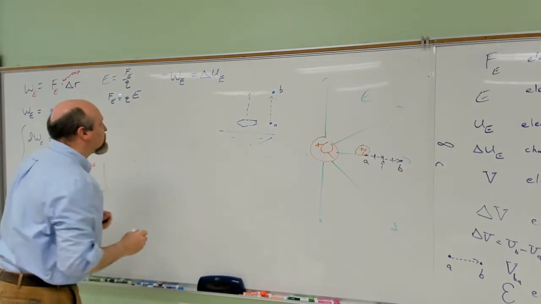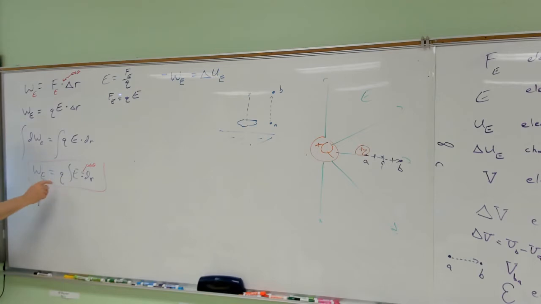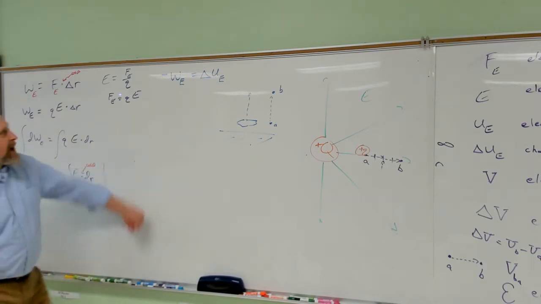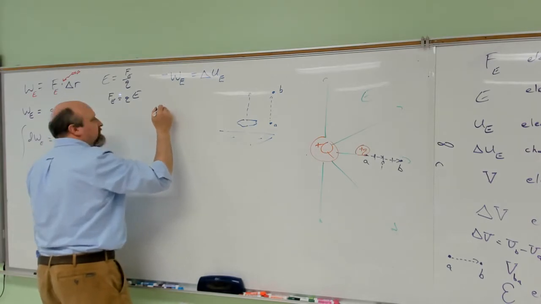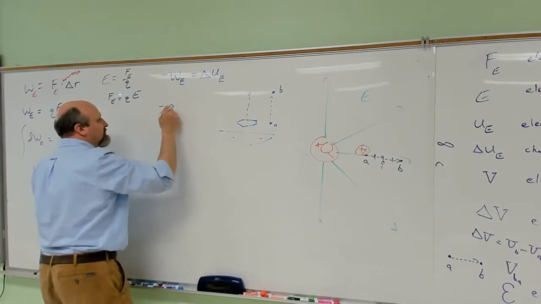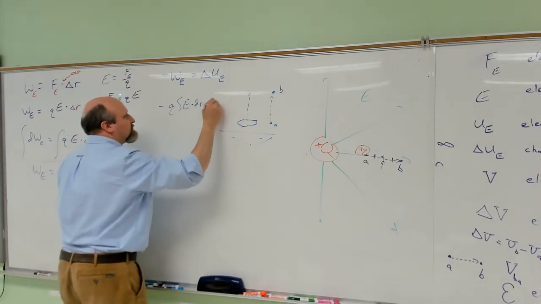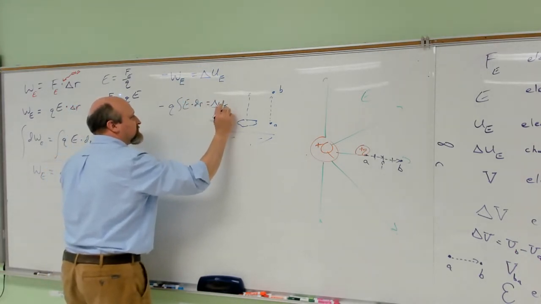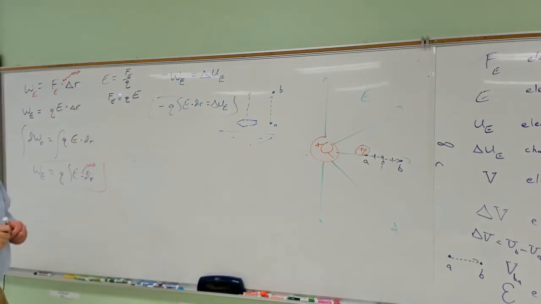right? And for electric potential energy, I have an expression for the work done by the E field. I'll just take this and put it in there, flip the sign. And so if I do that, I'll get negative q integral E dot dr, and that's my change of electric potential energy. Okay. The energy I've stored up.